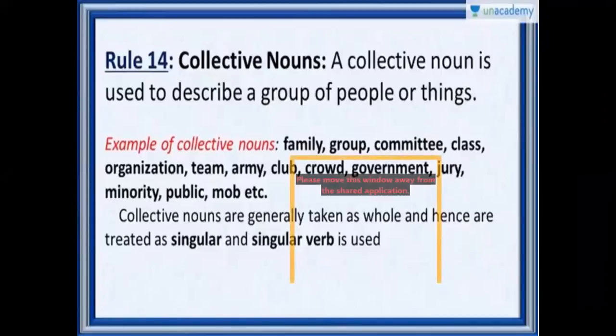You can't say the team are working, the team is working. Why? Because team, even though a number of people are there in the team, is a single unit. Team is just a name given to that single unit. Five words you write, enough.